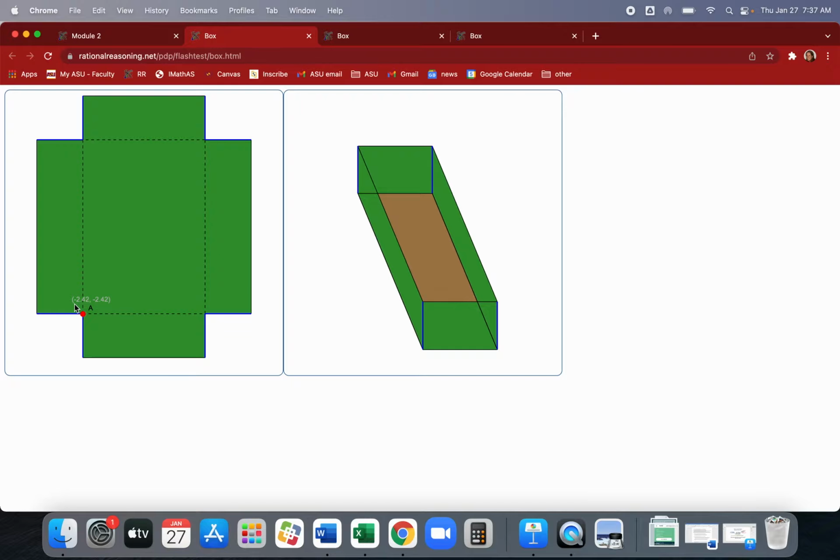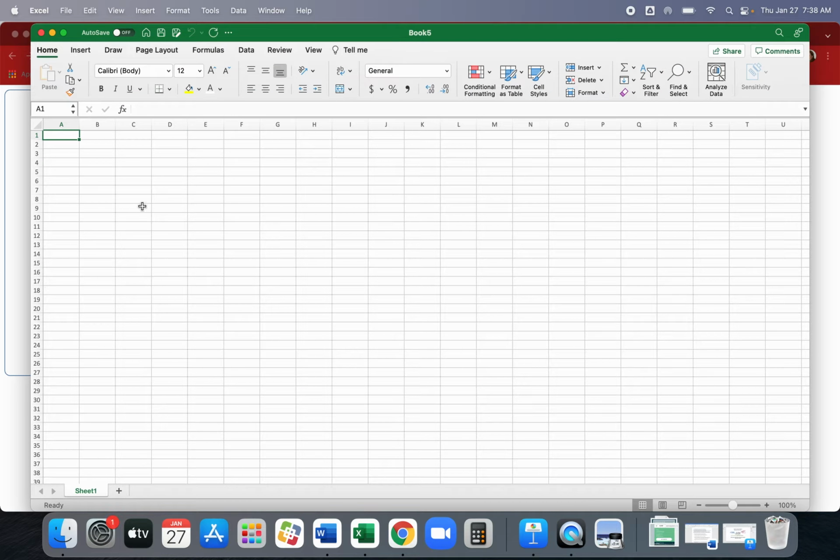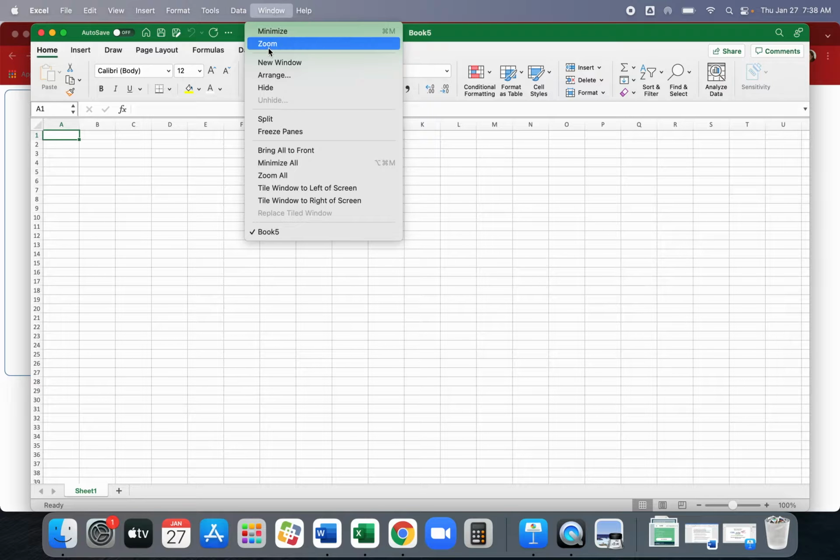So what if I have 0.5 as a side length there? And let me pull up a blank document of some sort. How about an Excel document? And zoom this in.